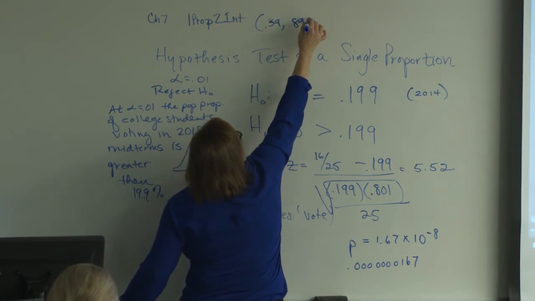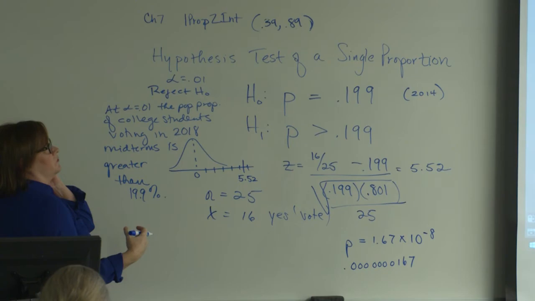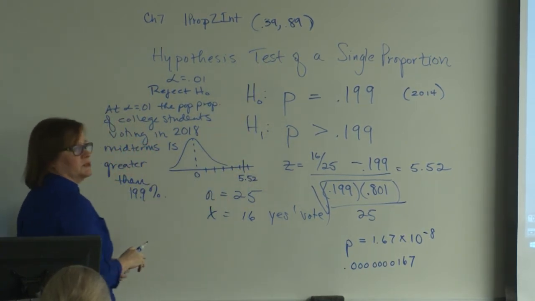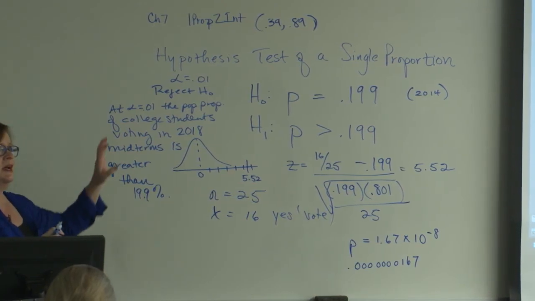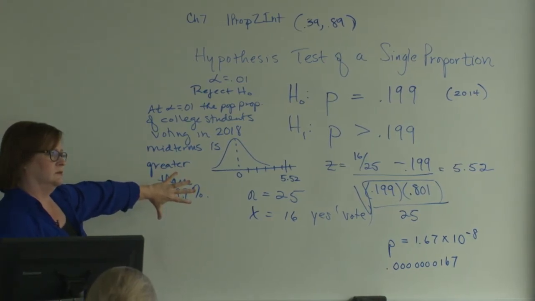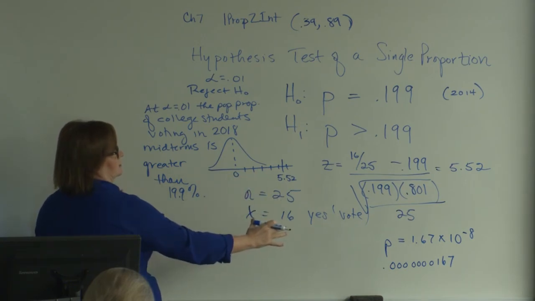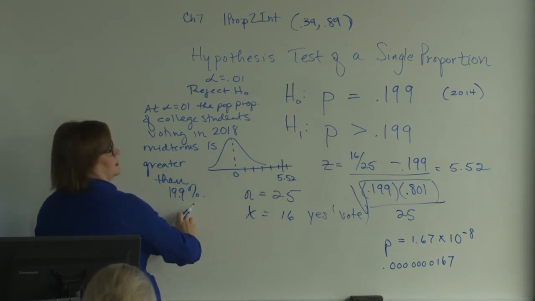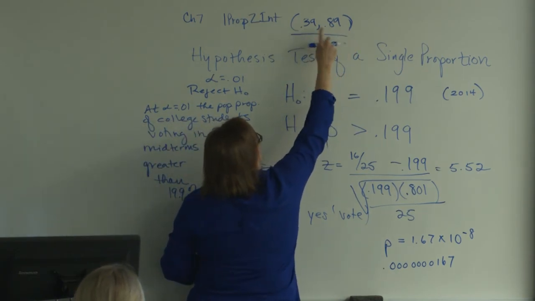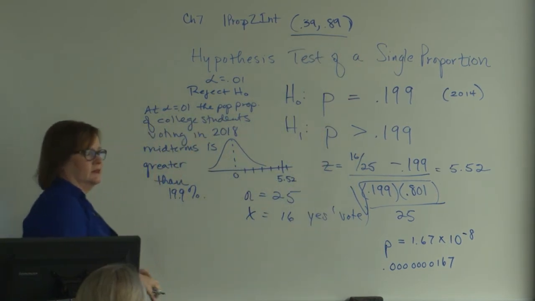So we would say with 99% confidence, the proportion of college-age students who are voting this year is somewhere between 39% and 89%. So does that confidence interval back up what we did here? I mean, it doesn't contradict this, does it? Here we said it's greater than 19.9%. And here we said it's between 39 and 89%. So yeah, definitely higher than the 19.9.